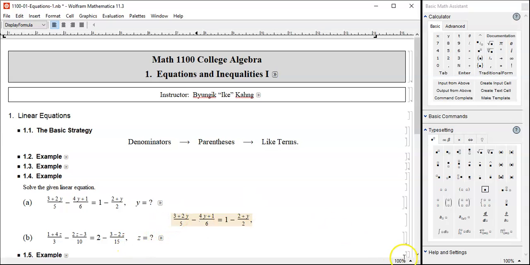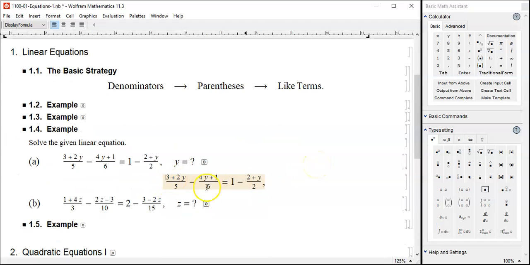Multiply by 30. As a matter of fact, let me increase the font because we are dealing with denominators. So I'm multiplying by 30 to each fraction. Okay, what did I do? I just multiplied by the same strategic number, 30, to each term. And do I just go ahead and multiply?